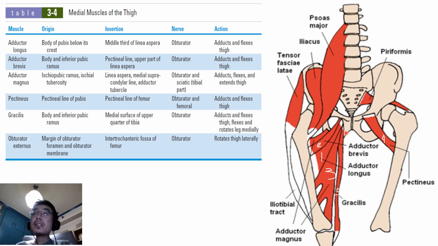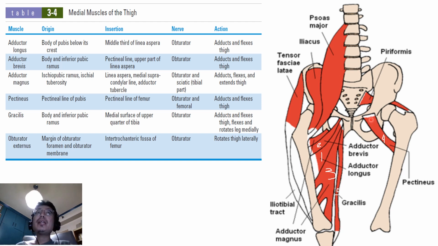The gracilis originates from the body and the inferior of the pubic ramus, and it inserts into the medial surface of the upper quarter of the tibia. It is also innervated by the obturator nerve, and its function is to adduct and flex the thigh, as well as to flex and rotate the leg medially.